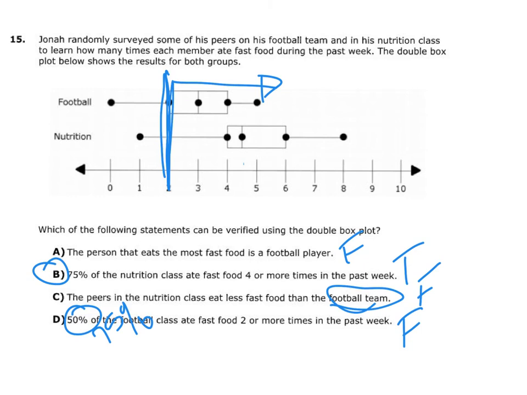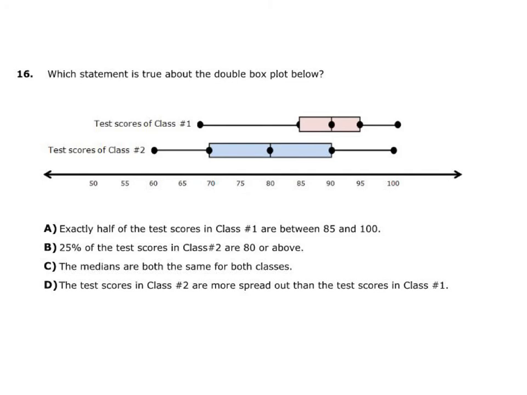Remember, each section of a box plot is 25%. So if they're asking you for 75% or 50% or 25%, you should be able to see it just by looking at each of those 4 sections, and that will give you the correct answer. So again, make sure you are writing why you got it wrong or what you think you could have done better. Okay, so here's the last one.